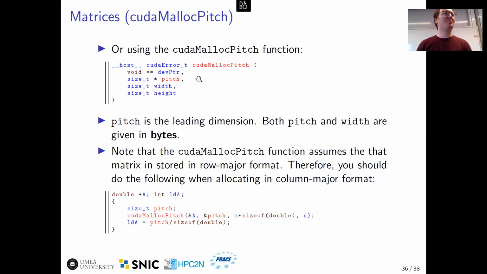But it's a thing where you have two things working against you. One is that you swapped the width and height of the matrix, and then NVIDIA decided that the pitch and the width are given in terms of bytes instead of elements. But when you're doing the hands-ons, you can come back to this slide here, where you can actually see how you can do the allocation and convert the leading dimension correctly.